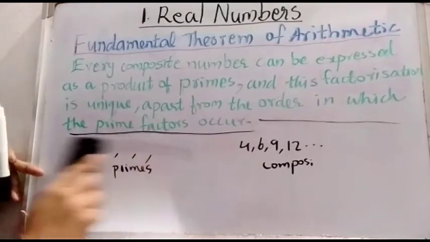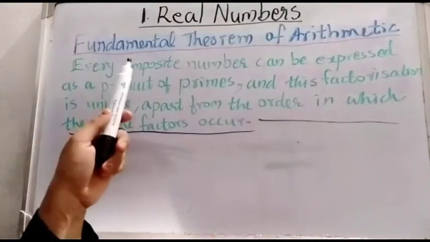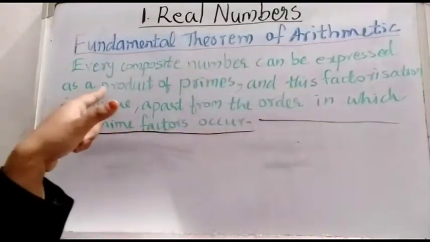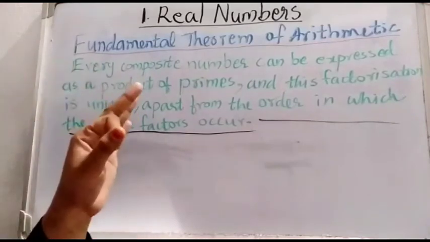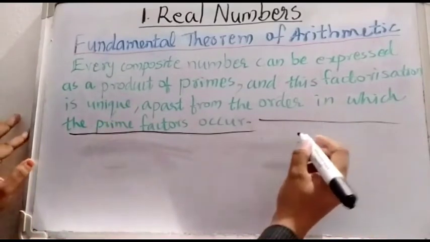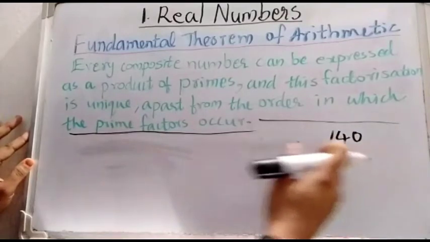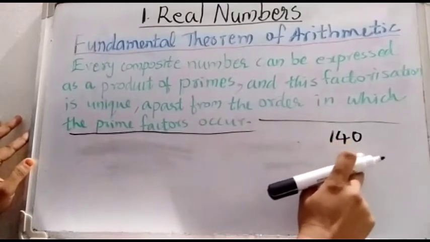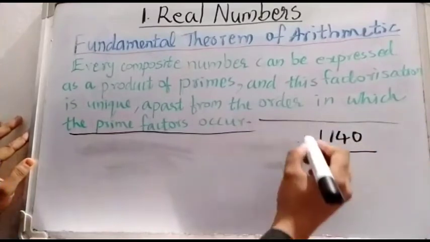Let's come back to our theorem. The fundamental theorem of arithmetic says that every composite number can be expressed as a product of primes. For example, 140. We can express this 140 as the product of its prime factors. Let us check. Let's factorize 140 by using its prime factors only. 140, 10.